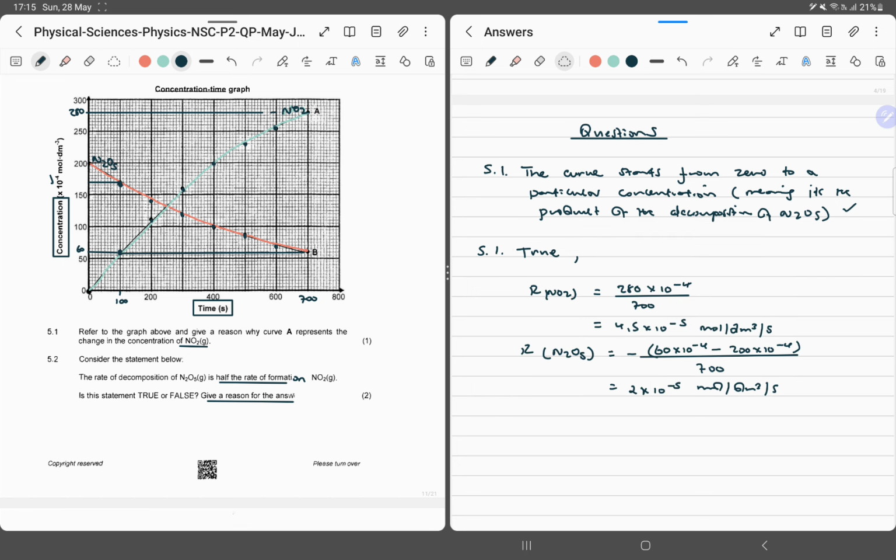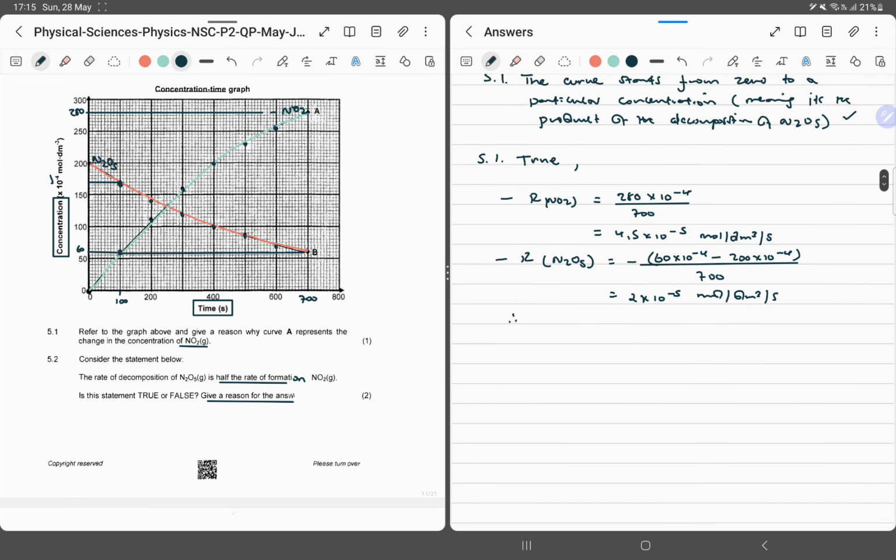They can say the reason is that the rate of nitrogen dioxide is 2 times. So we can say therefore the rate of nitrogen dioxide gas production is just over double the rate of dinitrogen pentoxide decomposition.